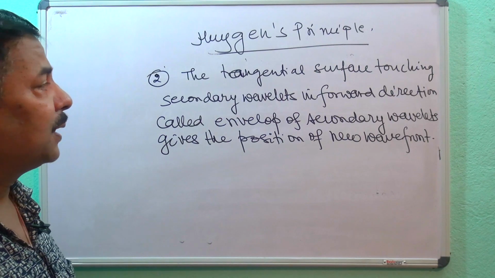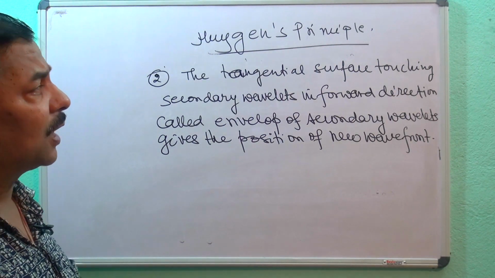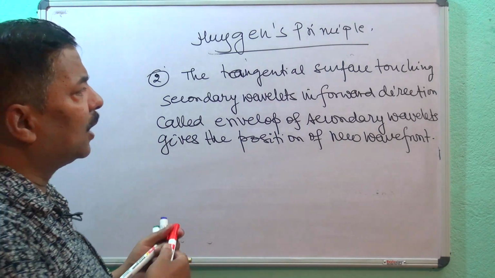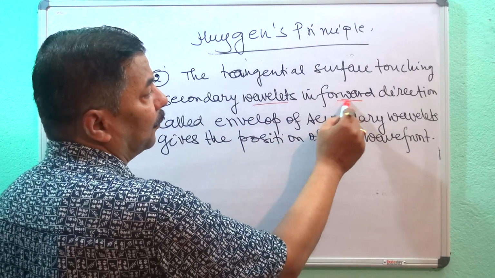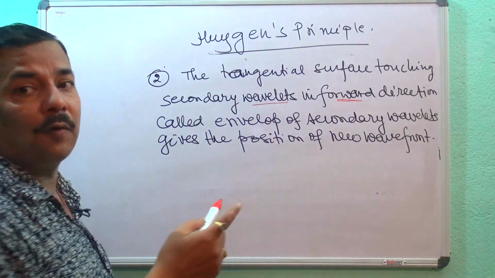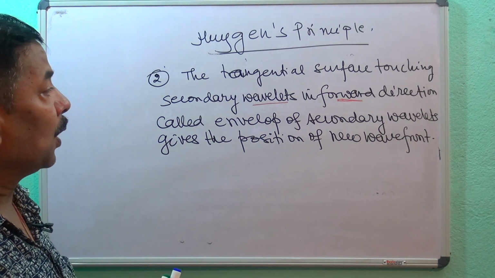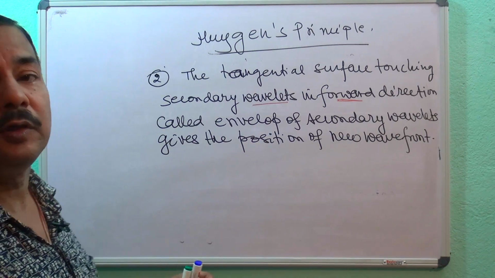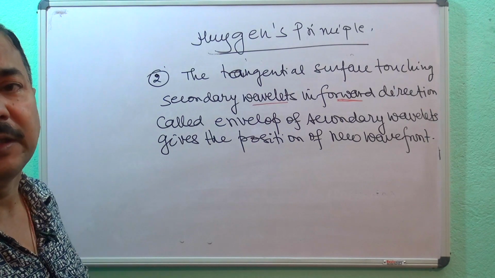The second assumption of Huygens principle was that the tangential surface touching the secondary wavelets in the forward direction, since reverse flow of light energy is not possible. So in the forward direction, the envelope of secondary wavelets gives the position of the new wavefront.